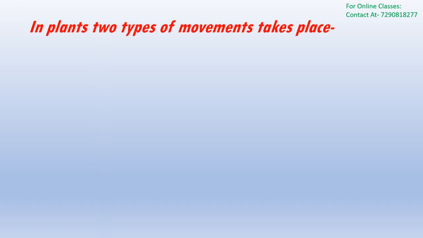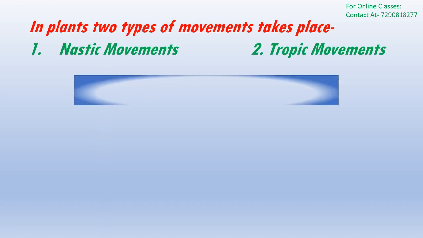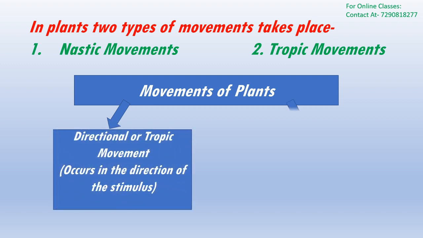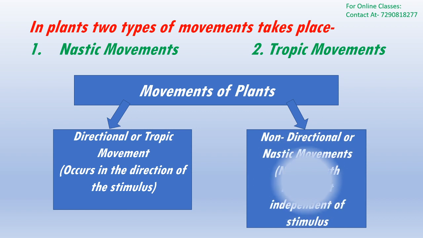In plants, two types of movements take place. First is tropic movements, which is also called directional movement, and second is nastic movement, which is called non-directional movement.